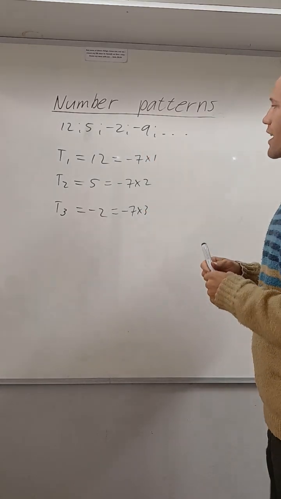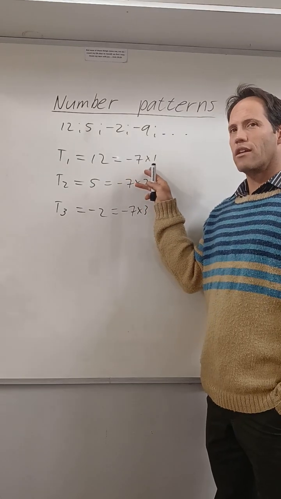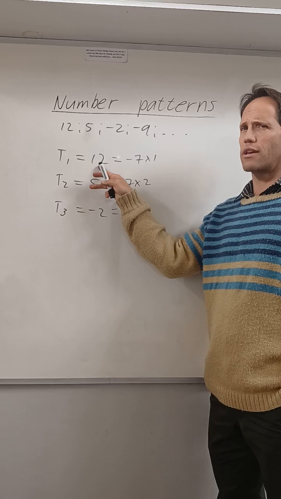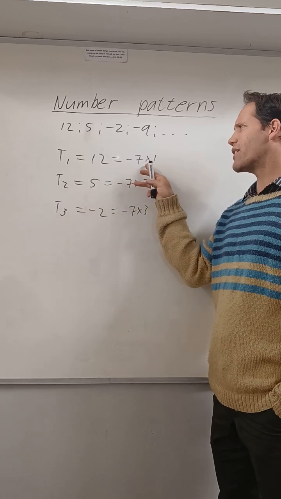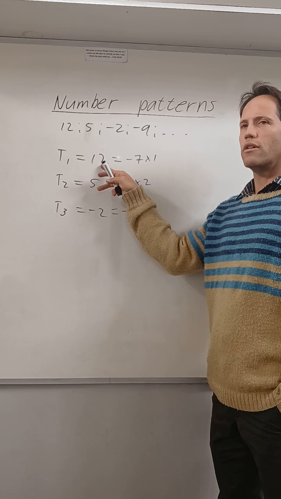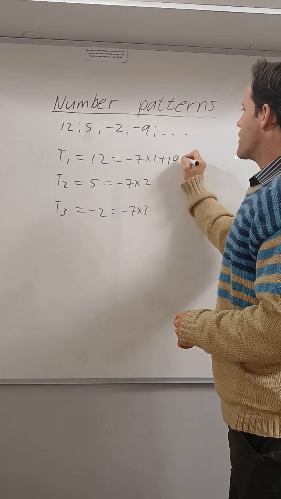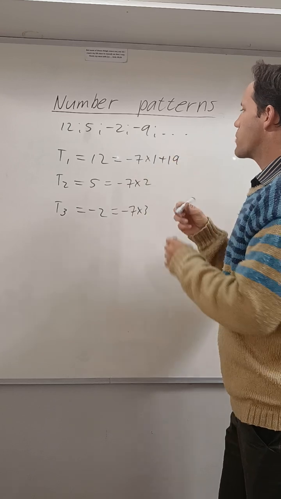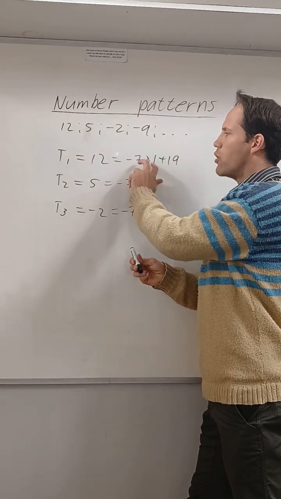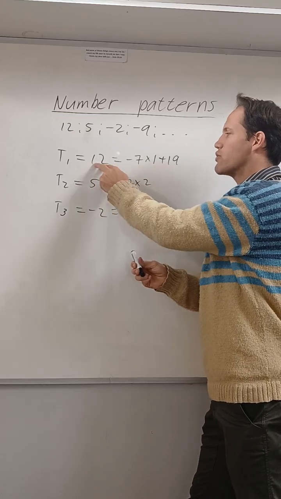And then you ask yourself, now you got to focus. Negative 7 times 1 is negative 7. What must I add to negative 7 to get to 12? Think about that. Negative 7 plus what gives you 12? So it's going to be plus 19. How you can know that is because when I take the negative 7 to this side, it becomes plus 7. So 12 plus 7 is 19. Which means I need to add 19 to get to 12.